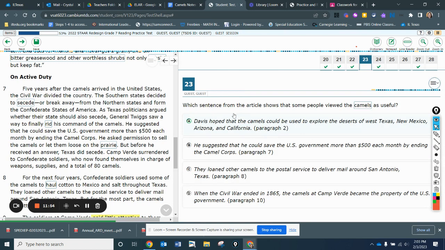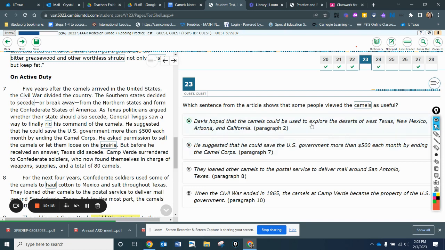Okay, 23, which sentence from the article shows that some people viewed the camels as useful? So this is a case where it's asking you for text evidence. Which one proves that some thought the camels were useful? And in a question like this, you have to read the question carefully, and you have to match the answer with the question with the best answer. So let's see how we would do that, okay?